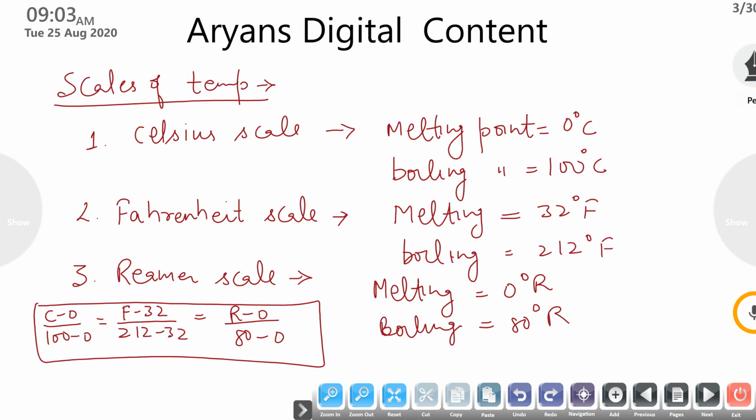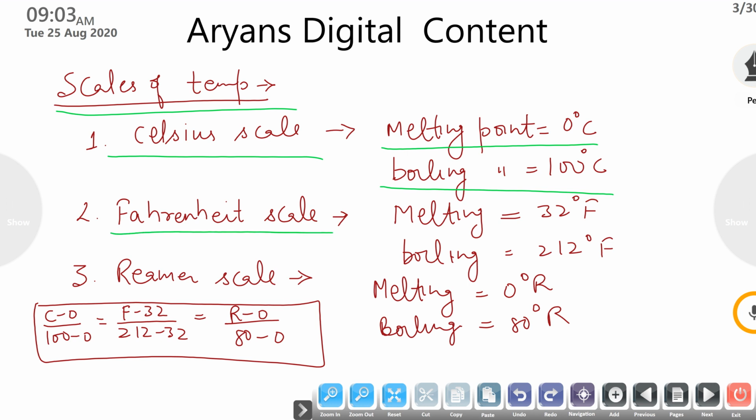Then scales of temperature. Now we have to measure the temperature of any body, so there must be some scale that can be used to measure the temperature of an object. There are mainly three scales. First is the Celsius scale, a scale on which the melting point of ice is at 0 degree centigrade and the boiling point of water is at 100 degree centigrade. These are the reference points for any scale of temperature.